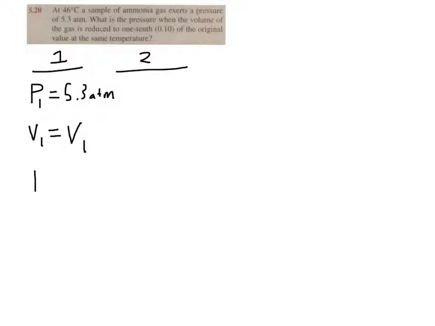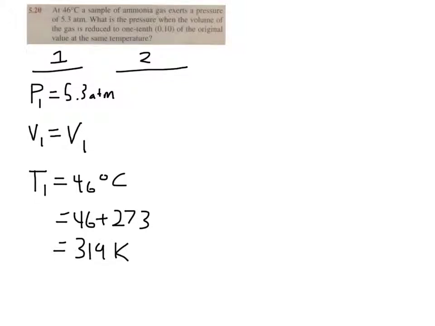What is temperature at 1? If we go up to the problem, it says 46 degrees Celsius. But the key word here is degrees Celsius. Whenever we're working with this, put it in Kelvin, end of story. So we do 46 plus 273, and that leaves us with 319 degrees Kelvin. Okay, so the chart side for 1 is done. Now let's go into chart 2.